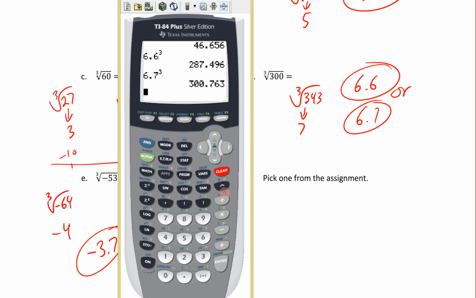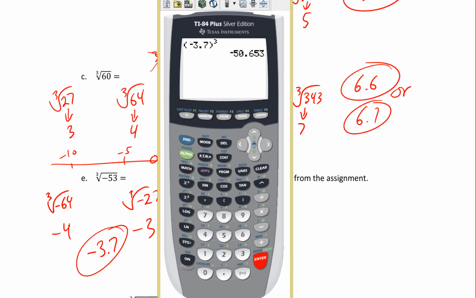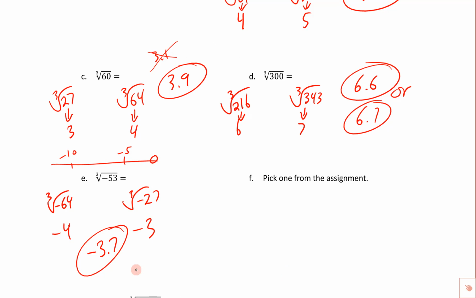So the proper way to do this is to put this in parentheses. So we're going to do negative 3.7, we're going to close the parentheses, and then we're going to raise it to the third power. So we get negative 50.6. Yeah, good enough. That's going to be just fine right there.